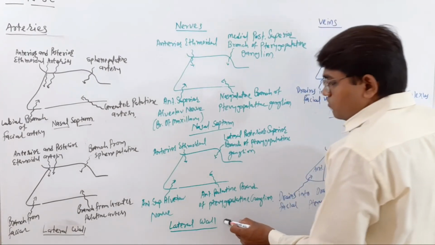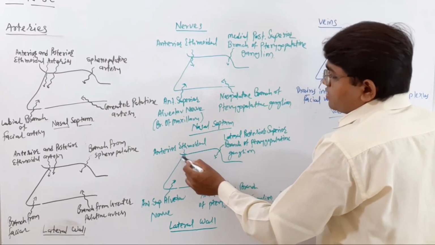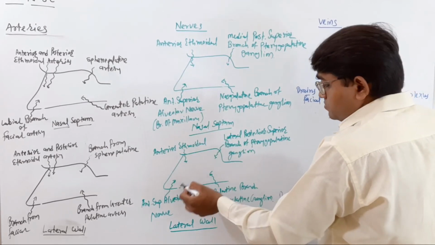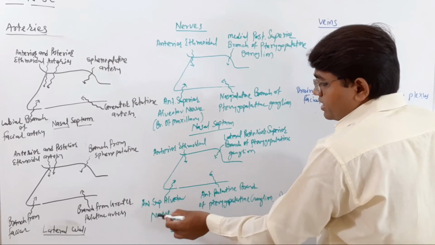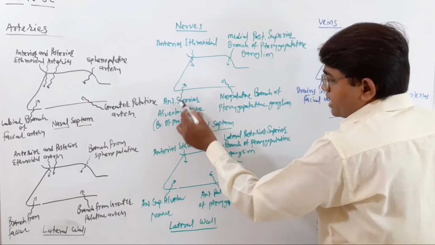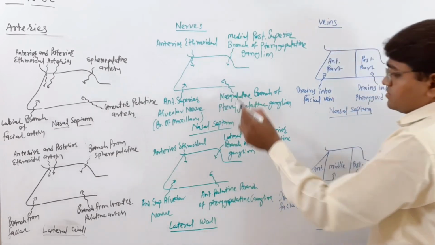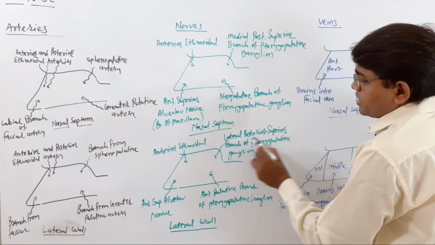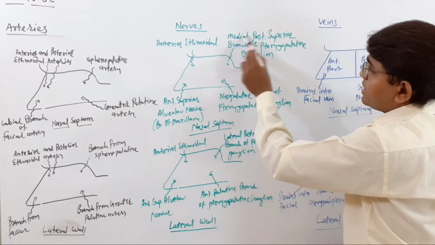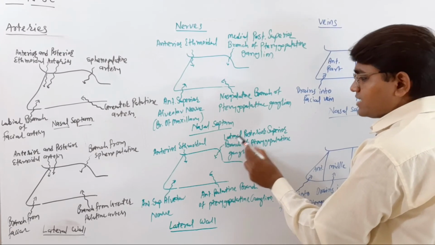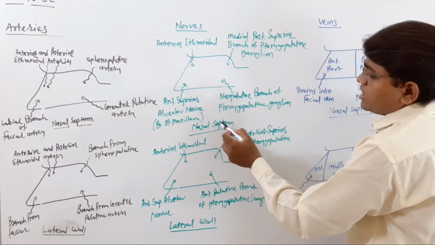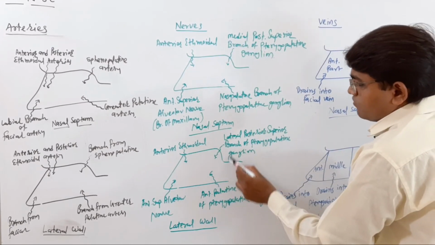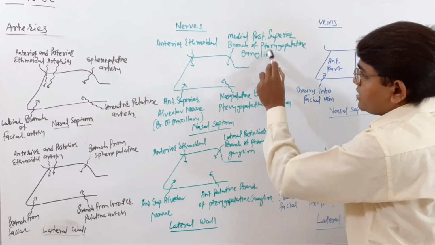Then on the lateral wall, on the anterior superior part, the anterior ethmoidal nerve, the same nerve. On the antero-inferior part, the anterior superior alveolar nerve, the same nerve. Then on the posterior superior side, the lateral posterior superior branch of the pterygopalatine ganglion. Because the nasal septum is the medial wall, here it is the medial posterior superior, and on the lateral wall, the lateral posterior superior branch of the pterygopalatine ganglion.